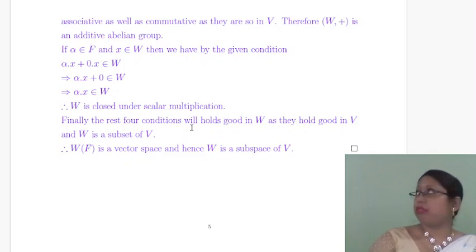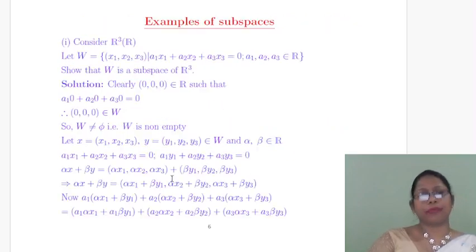Finally, the remaining four conditions for a subset to be a vector space hold good in W, as elements of W are elements of V, and V is a vector space, so the remaining four conditions hold good in W. And therefore, W is a vector space over the field F. Consequently, W is a subspace of V.